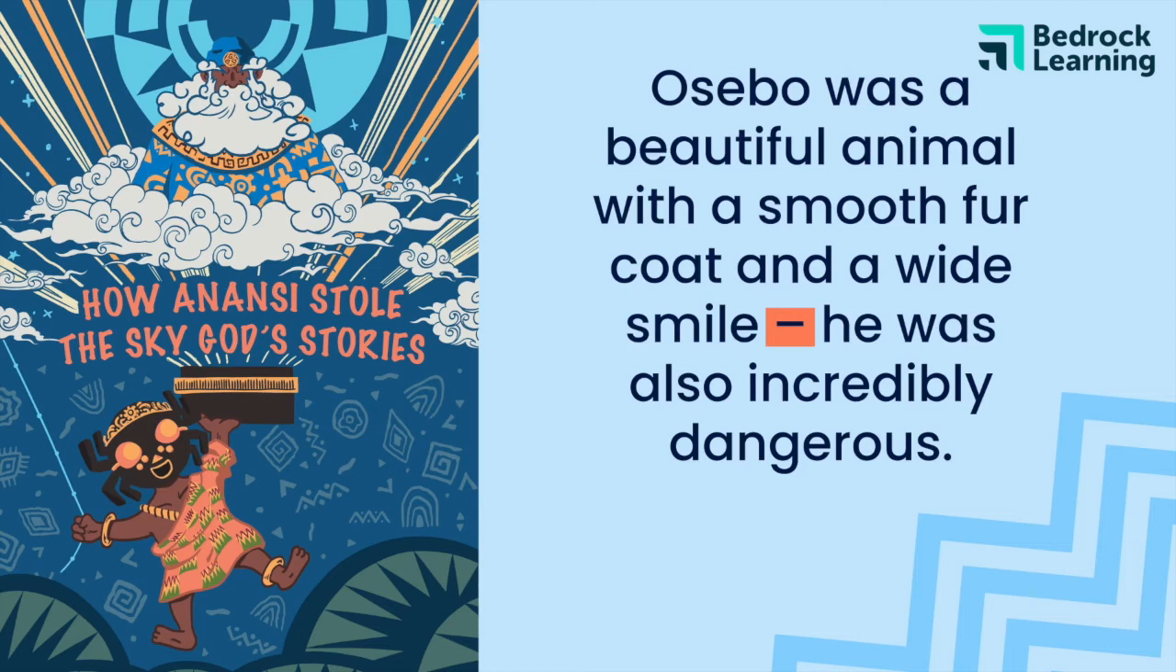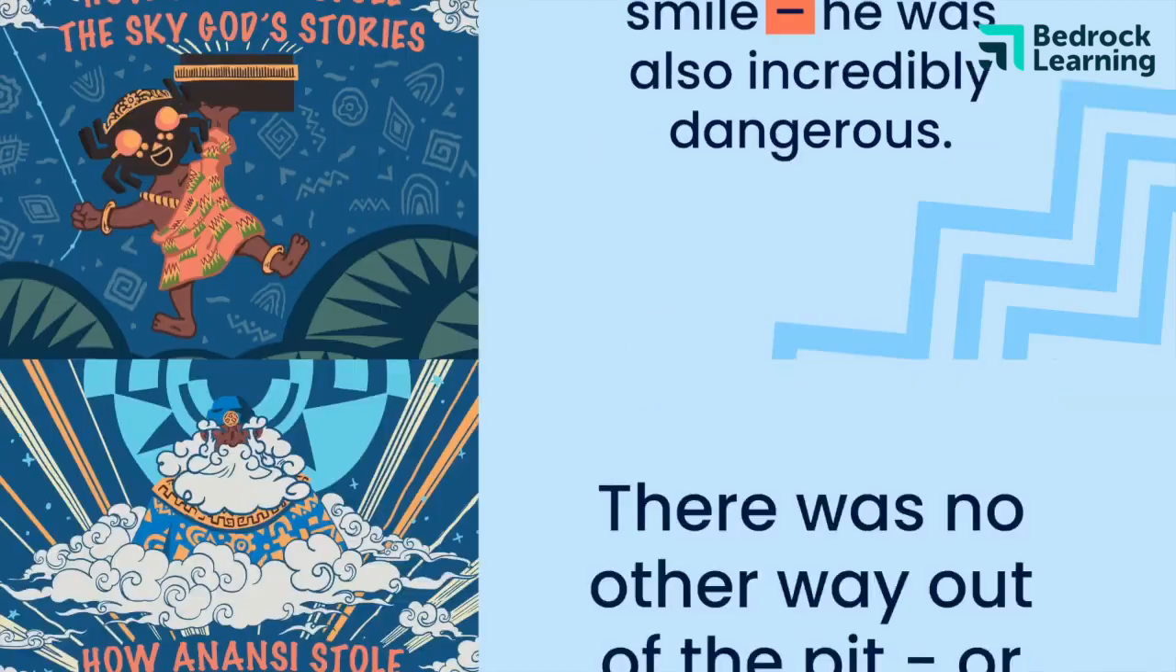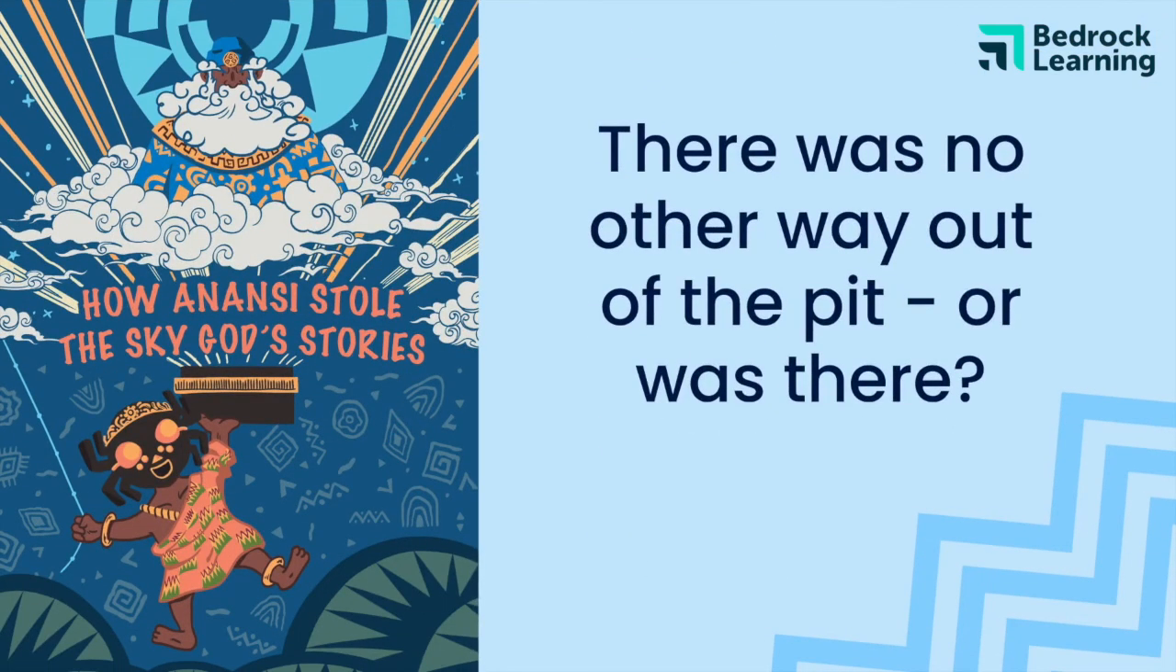Dashes are also really useful if you want to link two independent clauses that show contrasting emotions or ideas. There was no other way out of the pit. Or was there? Here you can see that the single dash is used as a barrier between the two clauses. The two clauses show very different ideas, and this is a great example of where a dash can be really powerful, linking two ideas that are contrasting in some way. The dash emphasizes the contrast.